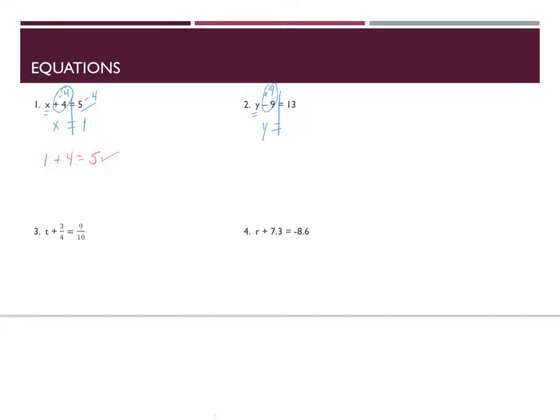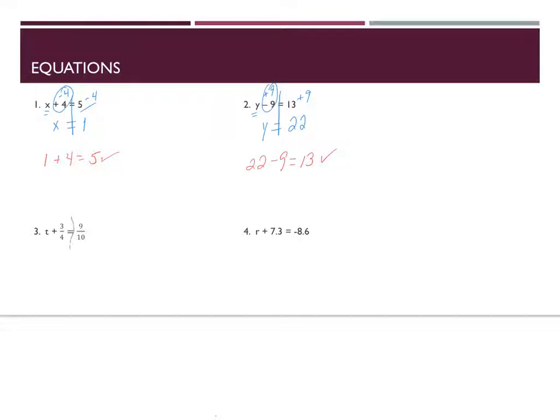I could do this as long as I follow the rule. Whatever I do to the left, I have to do the same thing to the right. So if I add 9 to the left-hand side, I add 9 to the right-hand side, and 13 plus 9 is 22. That means 22 is the unique amount that'll make this a true sentence. 22 minus 9, does that equal 13? It does. Therefore, my equation checks.